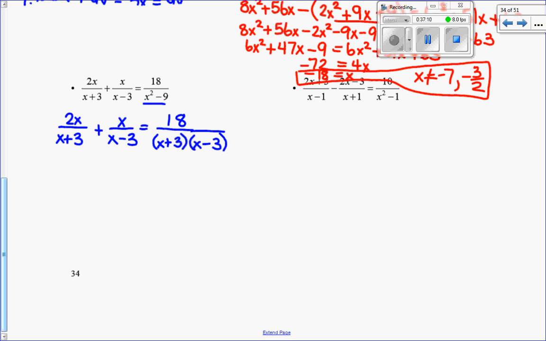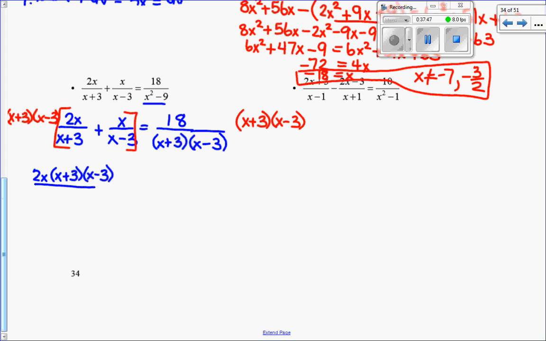Okay, now I can see right away my common denominator is going to be x plus 3 times x minus 3. So again, I multiply both sides of my equation by x plus 3 and x minus 3. Same thing over here, multiply this by x plus 3 and x minus 3. And I have to remember that it's this whole side of the equation that I'm multiplying by that. When I do that, I have 2x times x plus 3 and x minus 3.